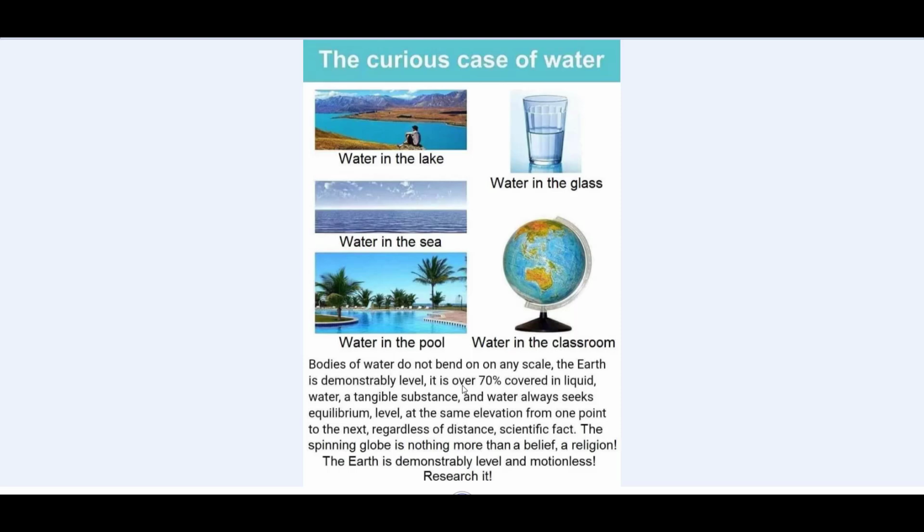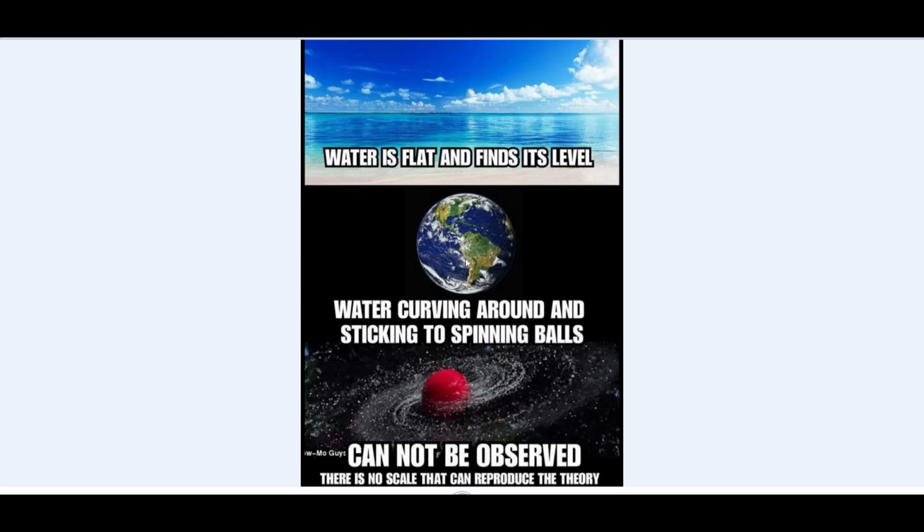It is over 70% covered in liquid, water, a tangible substance, and water always seeks equilibrium level at the same elevation from one point to the next, regardless of distance, and that's a scientific fact. The spinning globe with curved water is nothing more than a belief, a religion, a theory. The Earth is demonstrably level and motionless. Research it. Water is flat and finds its level.